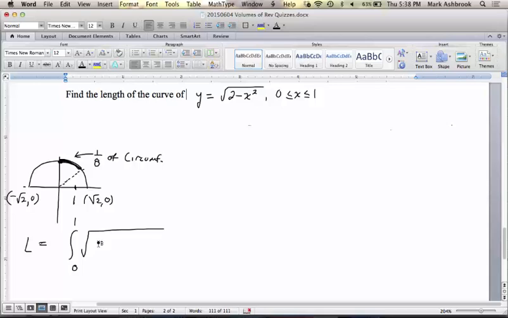No, what is our formula? 1 plus what? The derivative squared, right? The derivative squared. Isaiah, did you get the derivative squared? Did you get the derivative? You have to take the derivative of the function, right? And then we're going to square that, and then it's going to be dx.